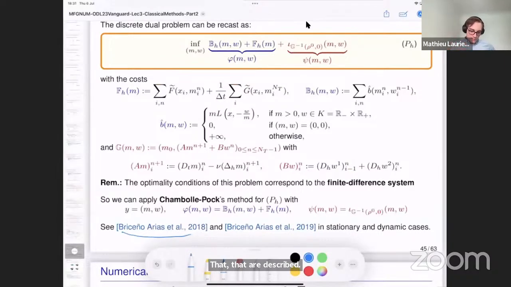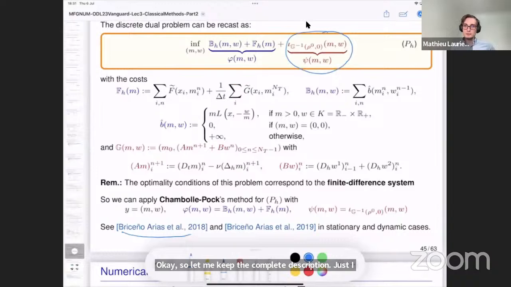Okay, so let me skip the complete description. I just want to mention that this function psi is given as the indicator function, and this can take infinite value once a constraint is not satisfied. So we are really in this framework that I discussed before with the primal and the dual problem, with functions phi and psi taking values in R union infinity.